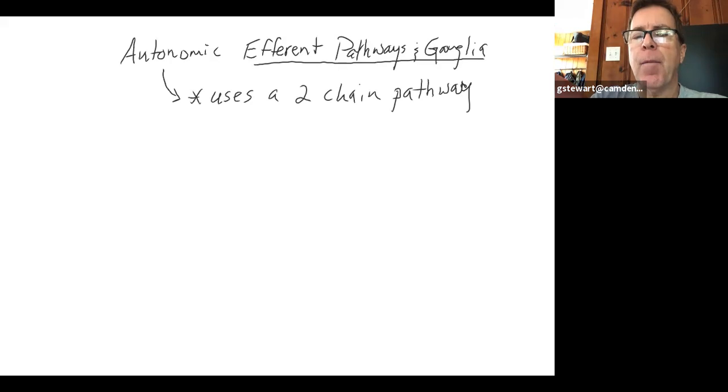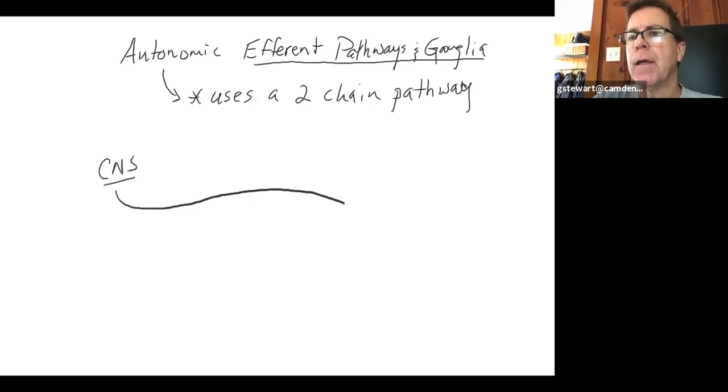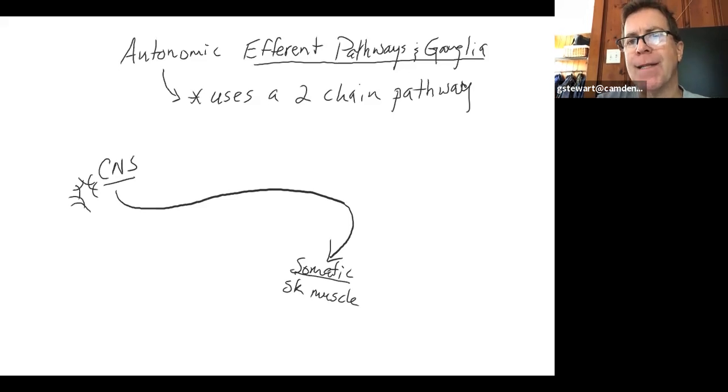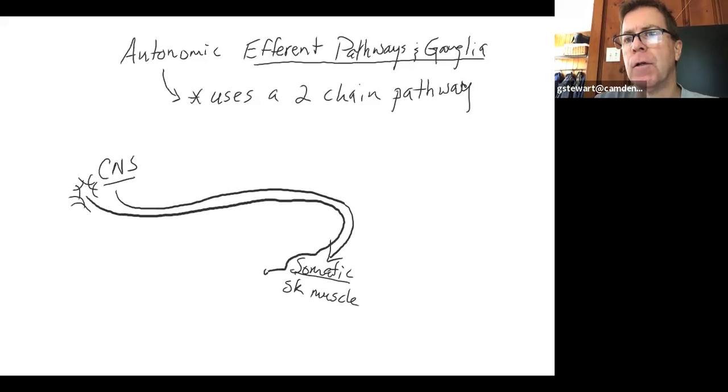So on that pathway, going from the central nervous system outward in the motor efferent pathway, if we go to the somatic division, which is skeletal muscle, that's a one-chain pathway. These motor neurons are super long, meaning the cell body of this multipolar neuron is up here in the central nervous system, and then its axon extends all the way to the skeletal muscle where we find the terminals. That's the somatic.